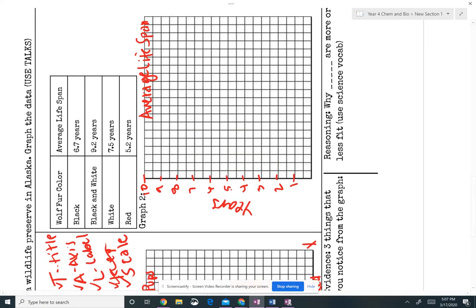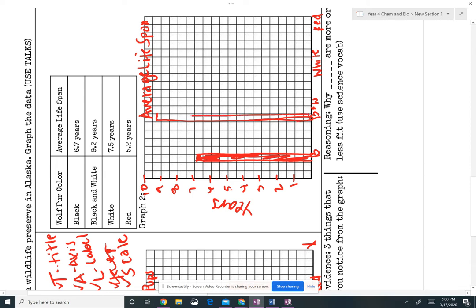And then we're going to do the same thing. So you're going to have black, black plus white, white, and red. Right, so your blacks are 6.7. So 6.5, 6.7 should be somewhere under that. So that is what you guys would have. Then black and white is going to be 9.2, so a little over 9. So it should be right around there.